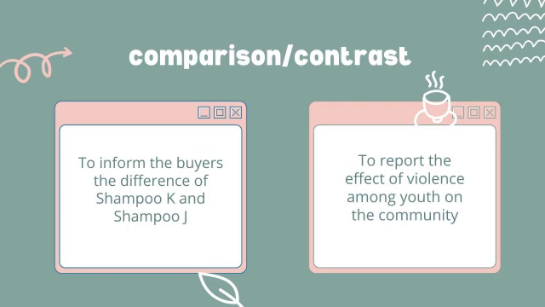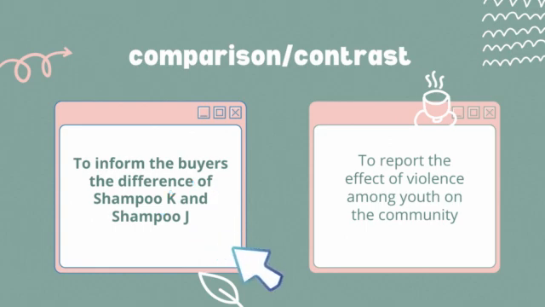Which of the following is an example of a comparison-contrast pattern? To inform the buyers of the difference between shampoo K and shampoo J. To report the effect of violence among youth on the community. The answer is to inform the buyers of the difference between shampoo K and shampoo J.